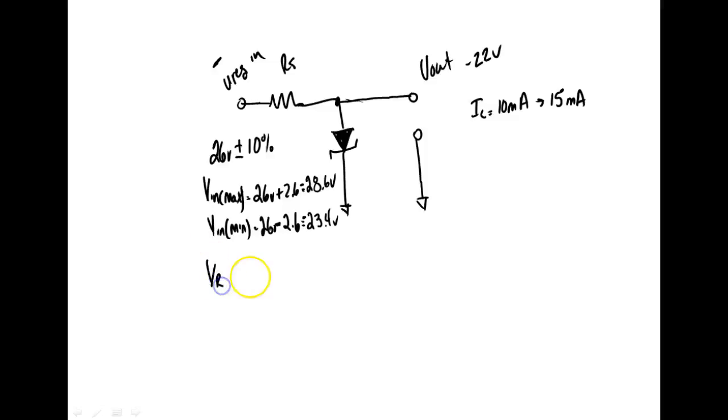VRS. So what we're going to do is drop the sign to keep y'all from getting confused. But you have to understand this is a negative supply. The Zener's in there upside down. It's not in there backwards, it's in there reverse biased. We can't say it's in there backwards because this is the way these are supposed to run, right? So the maximum voltage that resistor is going to drop, what's our Zener voltage? 22 volts. So the maximum voltage it's going to drop is 28.6 minus 22. What do we got?